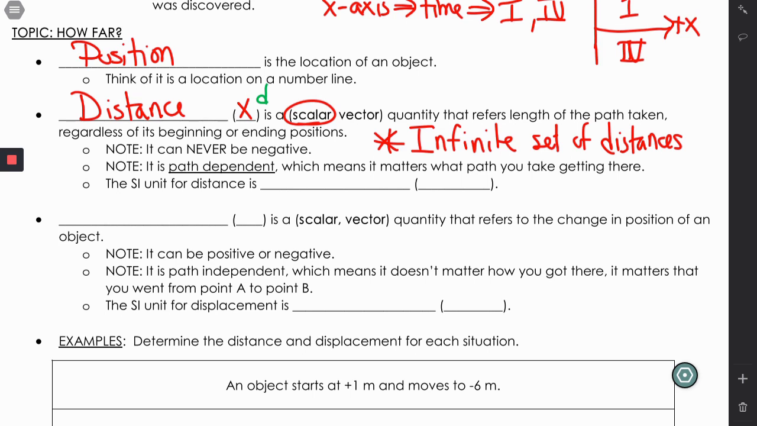You can actually leave the building and come back through the front door. You can go in a straight line, right? You can go from point A to point B. So note that the straight line is just one of the distances that you can travel. Okay. Now the SI unit, or the standard, is meters.